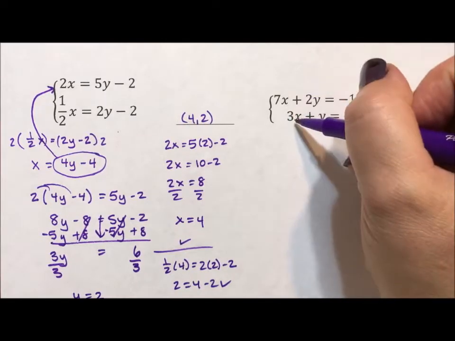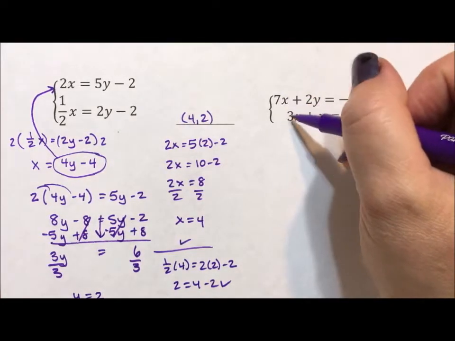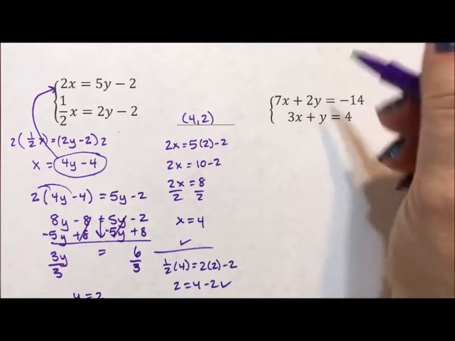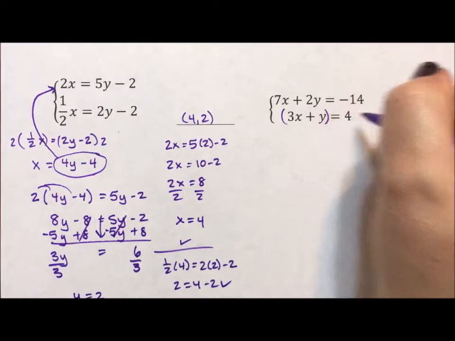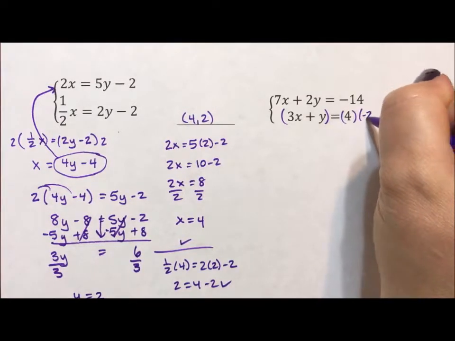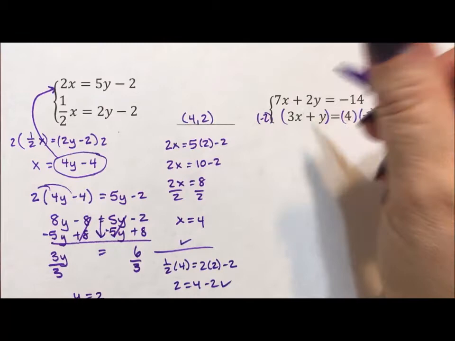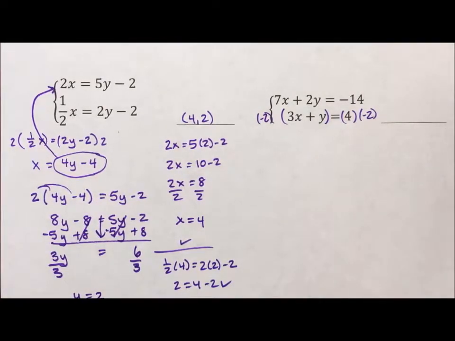I'm going to use elimination this time. The 7 and the 3 are not big numbers, but 1 and 2 work better. If I multiply through my second equation by -2. Now, you're thinking, why not 2? And the answer is, if you multiply by 2, you have to remember to subtract all 3 terms. And that's just bound to end up wrong.